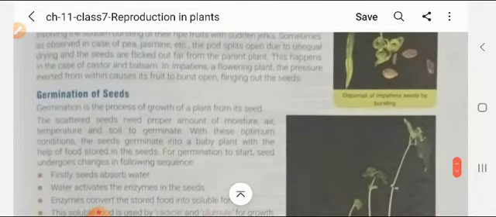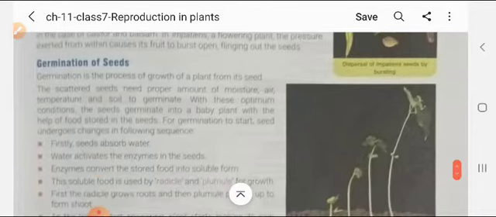Germination of seed. How the seed germinates into a new baby plant. Germination is the process of growing of a plant from its seed. Student, what is the process of germination? Germination is the process of growth of a plant from its seed. The scattered seeds need proper conditions after dispersion.